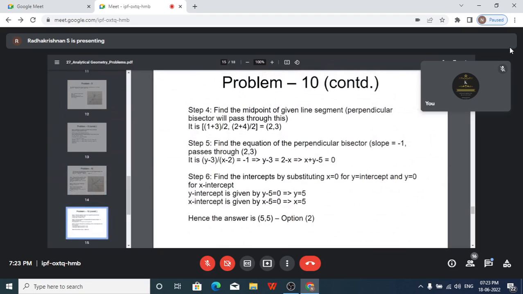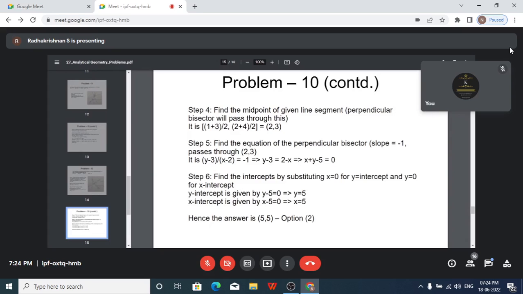So the midpoint coordinate is (2,3), right? The midpoint of the given line segment. So now the perpendicular bisector has got slope of minus 1 and it passes through (2,3). So we can write down the equation of that perpendicular bisector using the slope and point formula. (y minus 3)/(x minus 2) equal to minus 1.